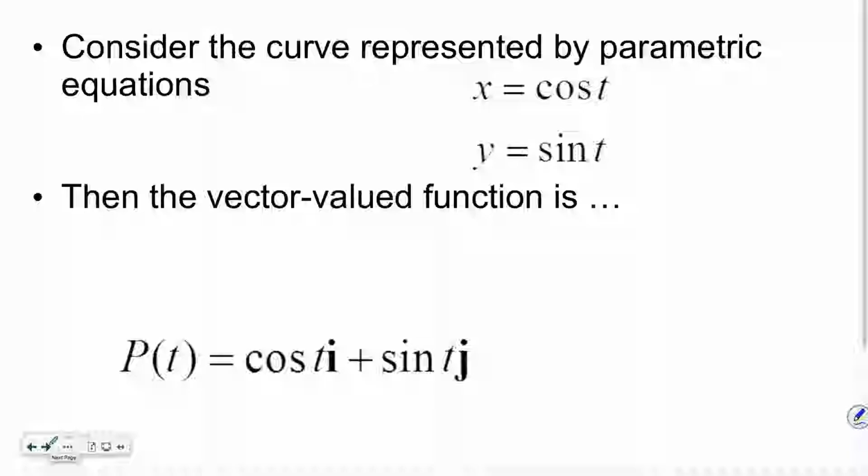Okay. So we have probably graphed the parametric equation set of x equals cosine t, y equals sine of t. If we wanted the vector valued function, okay, we would write it as cosine of t i plus sine of t j. Okay. Advantage, we have only one equation instead of two.